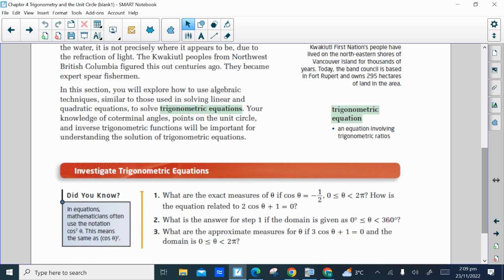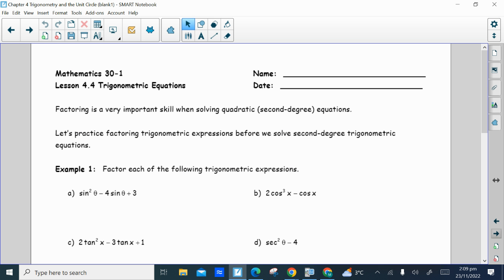A trig equation is an equation involving trig ratios. So as an example, what are the exact measures of theta if cos of theta equals -1/2? And how is this related to 2 cos theta plus 1 equals 0? So we're going to see how this all works. But an important skill to solve certain trig equations is that you have to be able to factor. So we'll review some factoring of expressions involving trig functions.